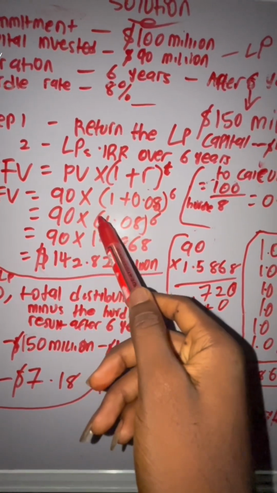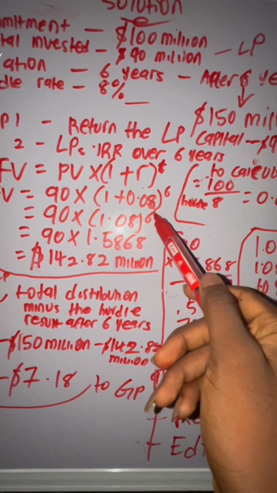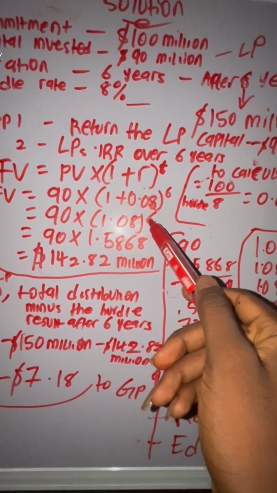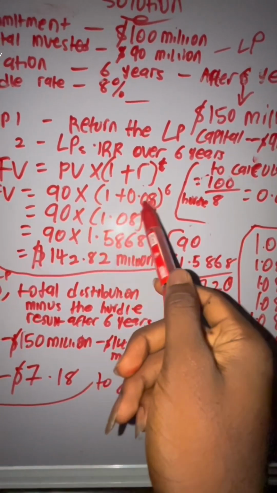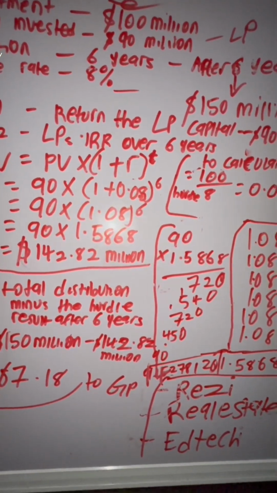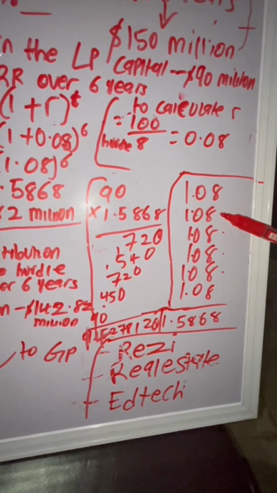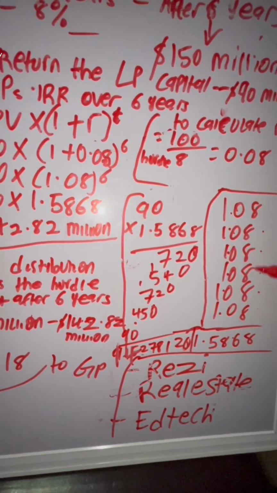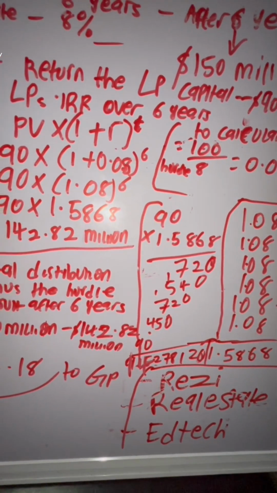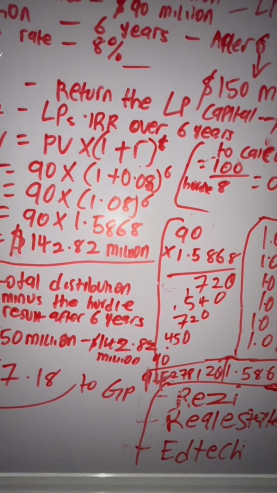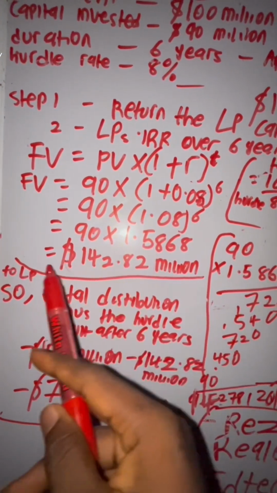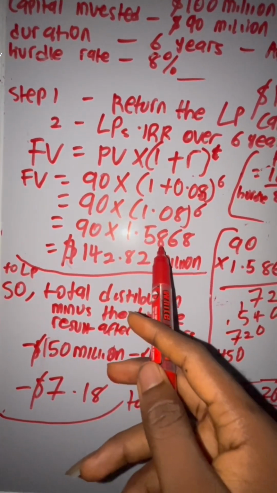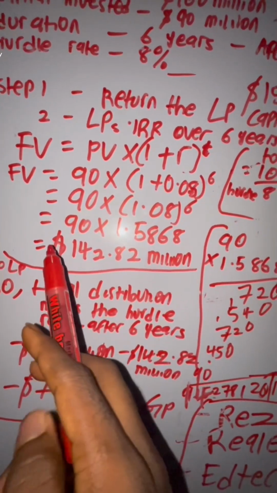So 90 times 1.08 raised to the duration, which is 6 years. That's it. So it's equal to 90 times, now I calculated this. So I came down here, then I calculated 1.08 to the power of 6, which gives you 1.5868. That's what you get. So then this is it here. 90 times 1.5868 is equal to.